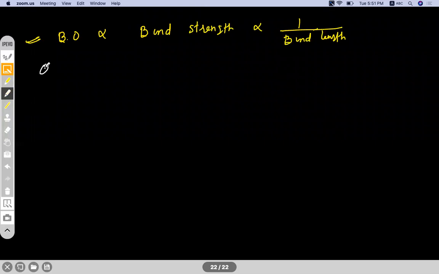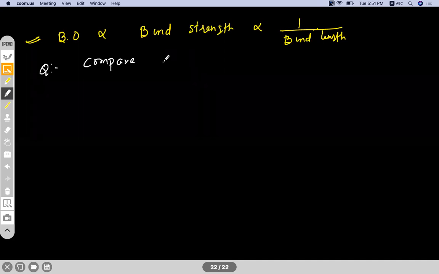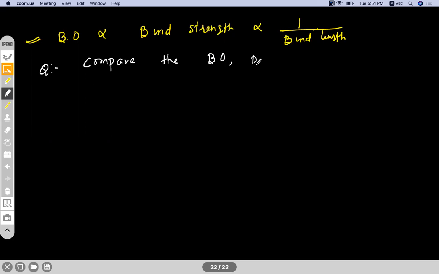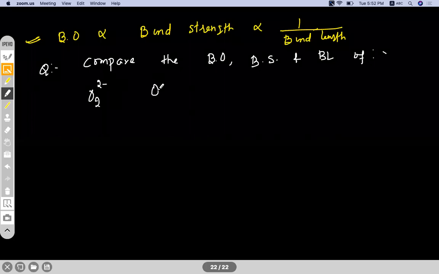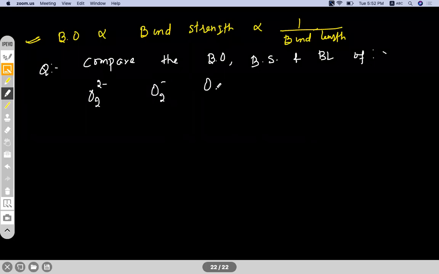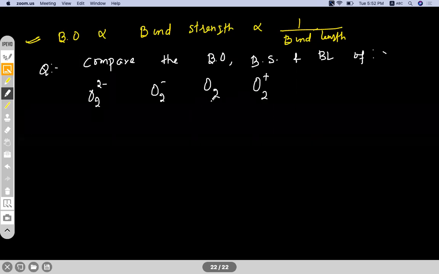One very important question, and most probably you're going to have this question in your school exam. The question is: compare the bond order, bond strength, and bond length of O2 2 minus, O2 minus, O2, and O2 plus, for these 4 molecules or ions.